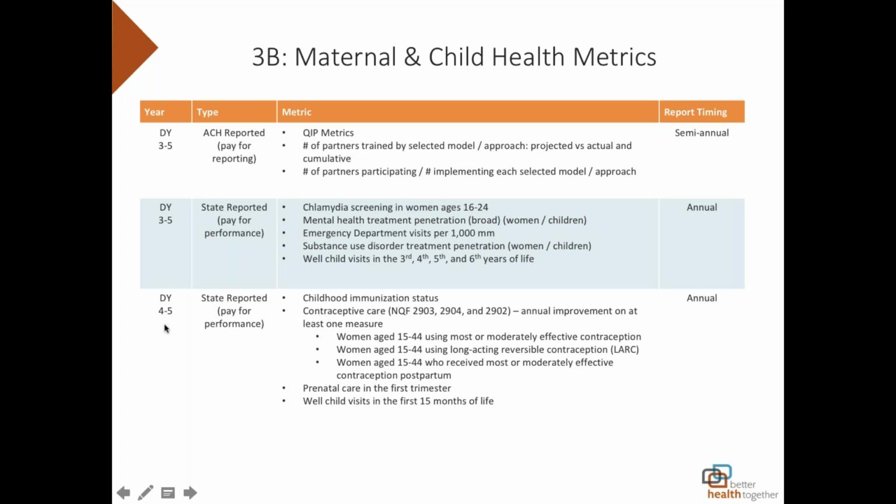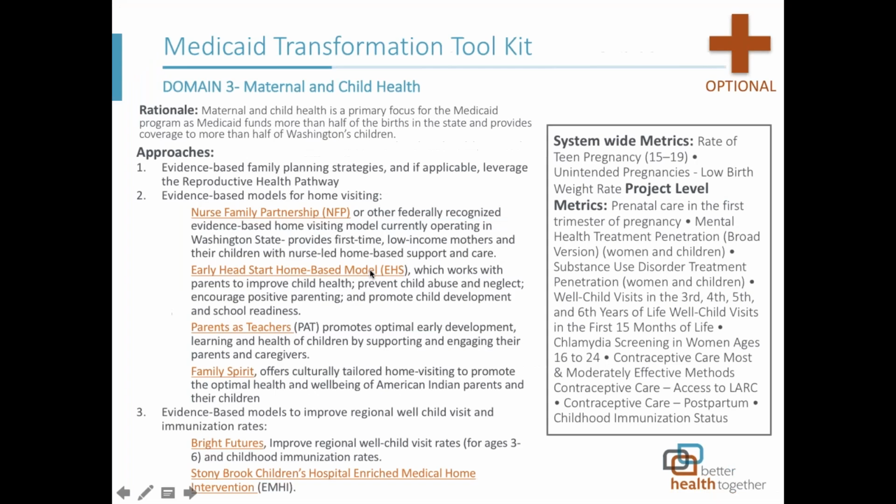Then starting in year four, Dave, this speaks to your question, we add on some more metrics. In that sense, it does get more challenging, because we have to be working our way up to preparing to add more metrics onto this project. So by year four, we would need to be showing improvement in immunization status, contraceptive care for a variety of methods, and then well child visits and prenatal care in the first trimester. So these are the metrics that we would be asked to earn on.